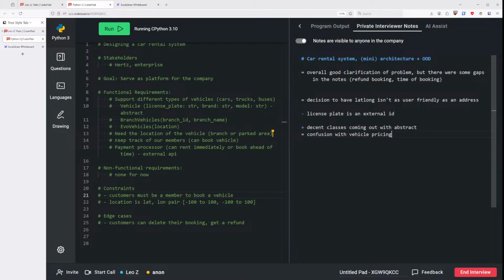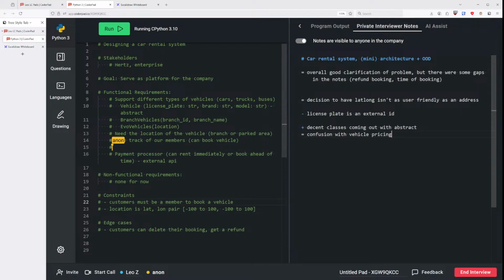Okay, wait, I don't really see anything here that we can book a vehicle. I'm assuming another one of our features that we want to implement is book a vehicle, correct? Yeah, that would be part of the API for the client. Okay, so the members would need to be able to book a vehicle.